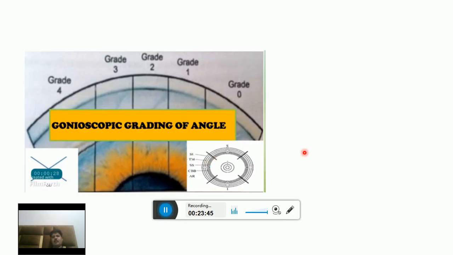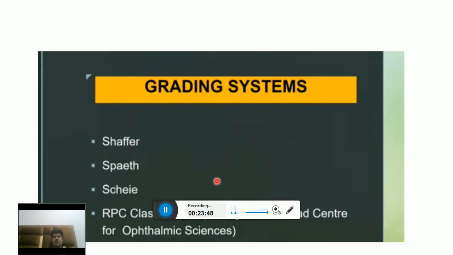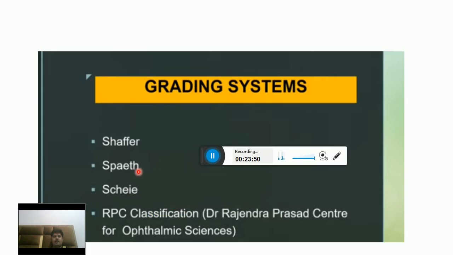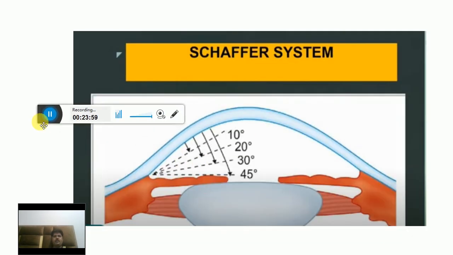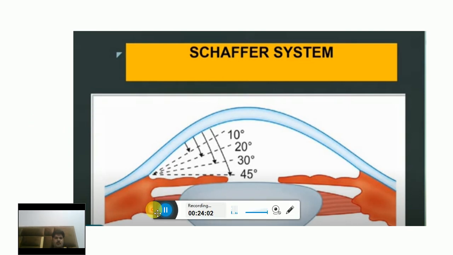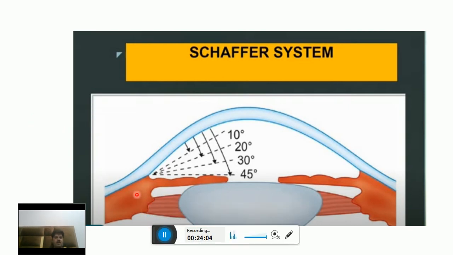Gonioscopic grading of the angle. There are different grading systems: Shaffer, Spaeth, Scheie, RBC classification. First one is the Shaffer system. It is a more commonly used grading system. Shaffer described it in 1960-1962. This system describes the degree to which the angle is open rather than the degree to which it is closed.